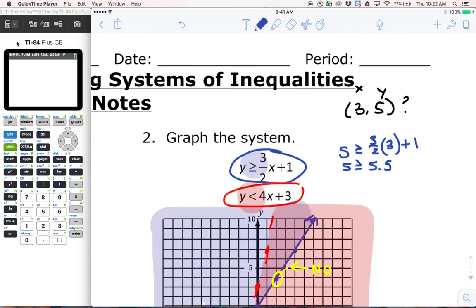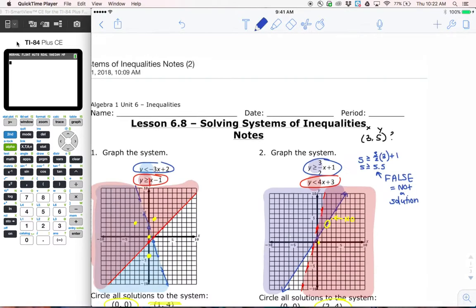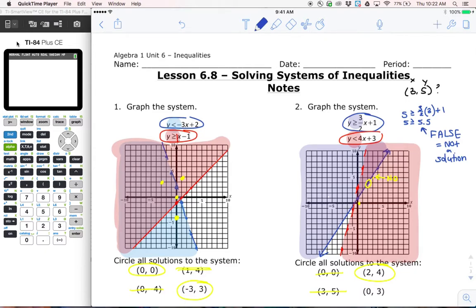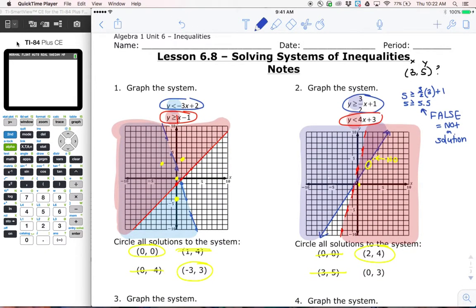All right, is 5 greater than 5.5? That is false, right? That is not true. 5 is not greater than 5.5. So this is not a solution, right? If it had been true, we would have tested the second point to see if they were both true. Remember, solutions are any points that make your inequality true. That's a huge, huge concept in this unit. Let's look at the next one.